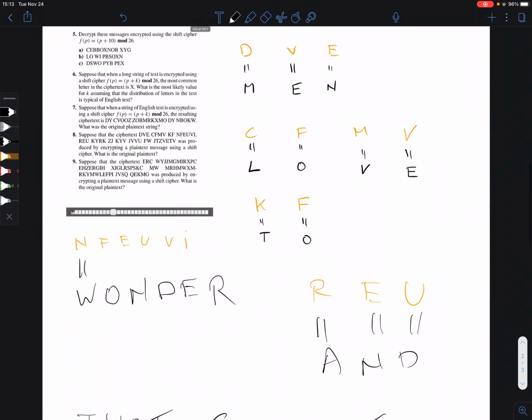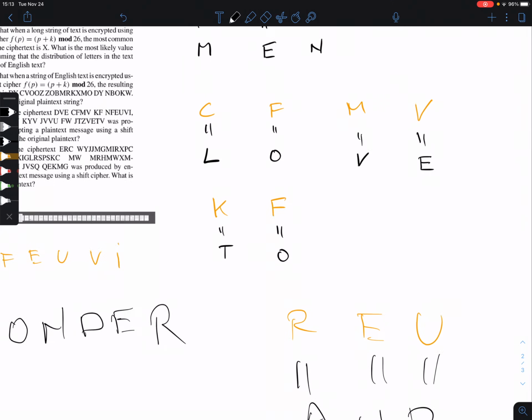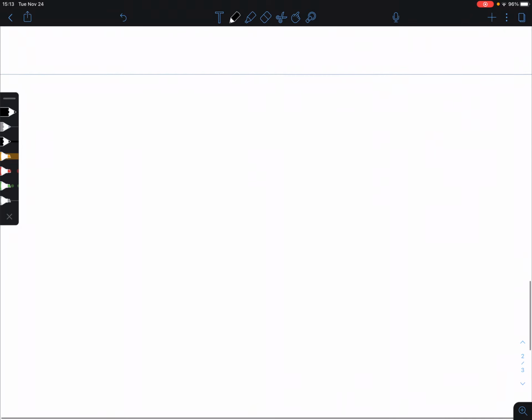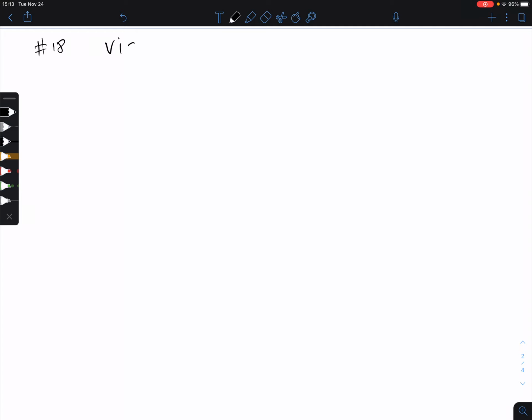So here is a code that is considered more secure, although it can be cracked. And so this is what question number 18 is about, and this is what is normally called the Vigenère key. That's how you pronounce this, Vigenère key. It's a French name.